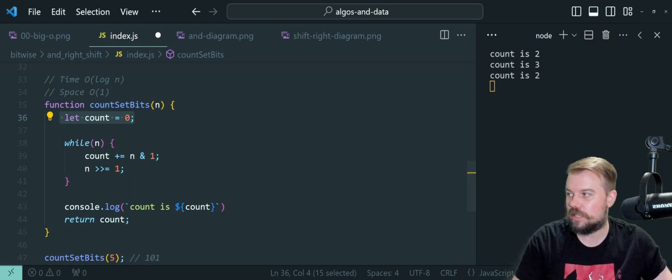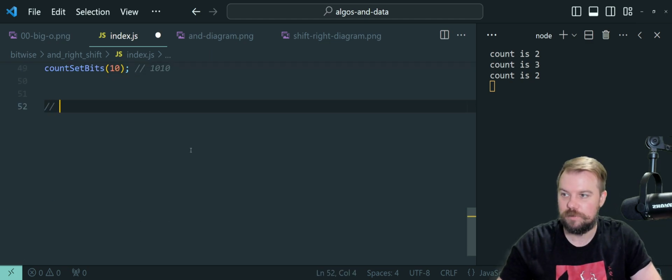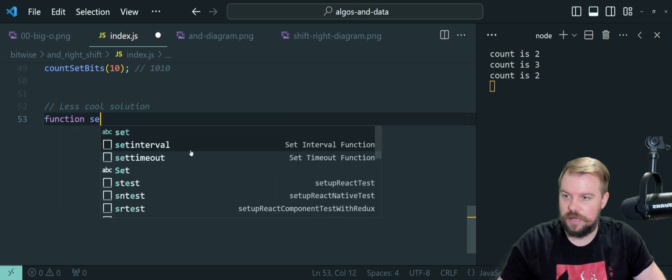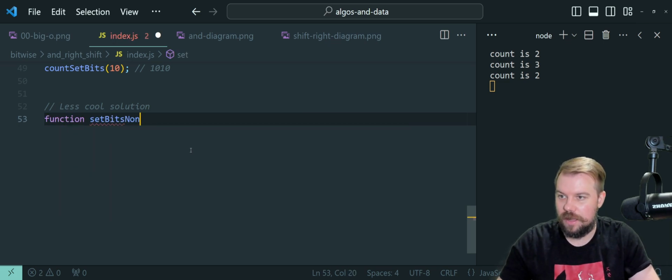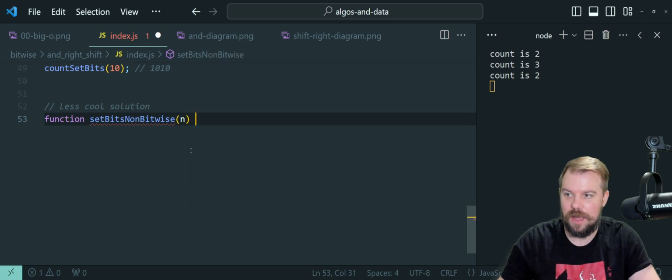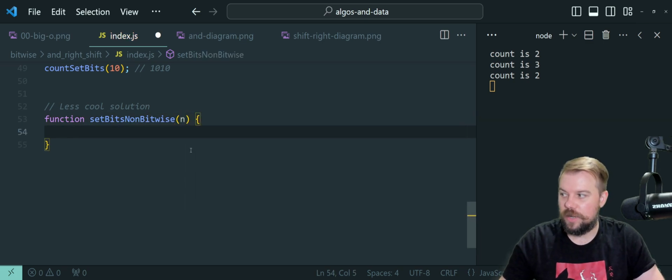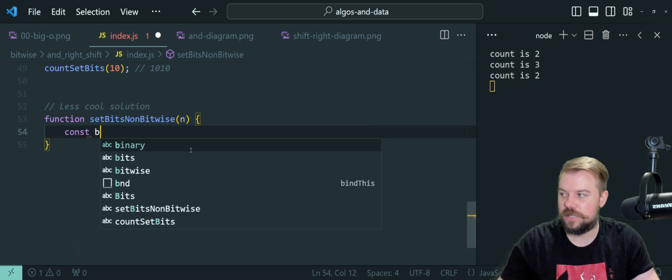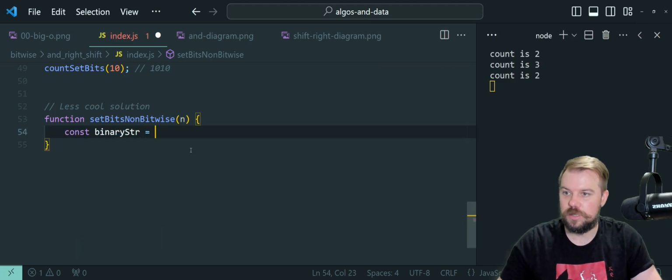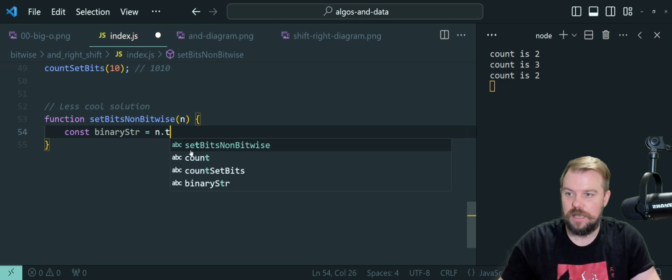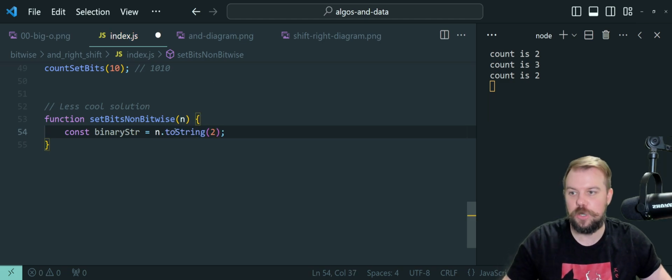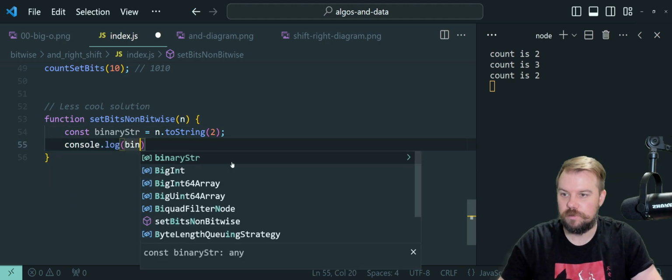Now, I mentioned this is solvable without the bitwise operators, but it's a little bit less fun and cool to look at, but I figure I might as well show y'all anyway. Let's call it function setBitsNonBitwise, so we're not going to use bitwise operators here. We need to convert it to a binary string, so we're going to say binaryString equals the input number n.toString, and if you provide a 2, that's what converts it to binary.